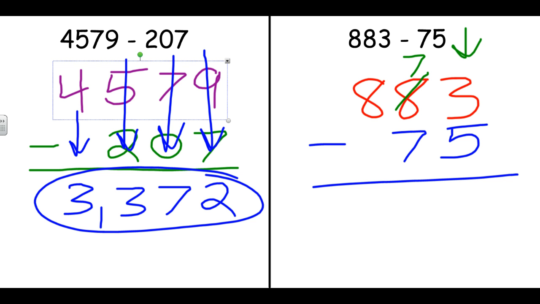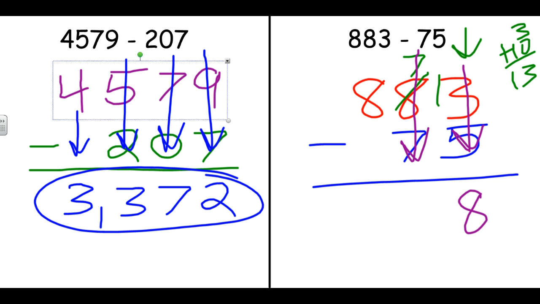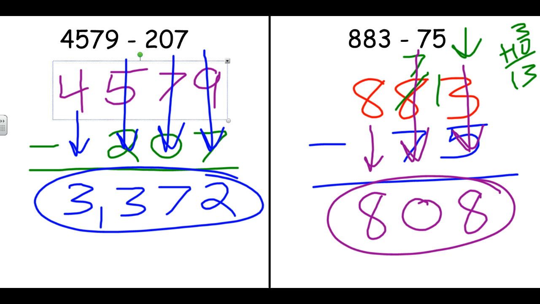So in the ones column, we're going to have 3 plus 10, or 13 ones. It is the same number. It is still 883, but 800 with 7 tens and 13 ones gives you the same value. So we're not changing that number. We're just rearranging how all of the place values are oriented. 13 minus 5 is 8. 7 now, not 8, minus 7 is 0, and 8 minus 0 is 8. So the difference is 808.